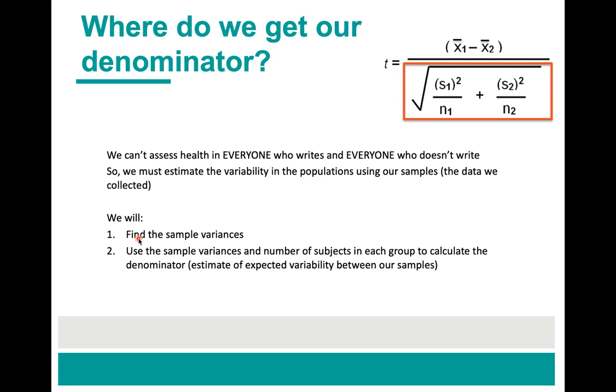The first thing we have to do is find our sample variances. That's what S1 and S2 are. S1 is the sample variance of group 1. S2 is the sample variance of group 2. We're going to do that using a sum of squares table, which you should remember from 3510. Then, once we find our sample variances, we're going to use them along with n, the number of subjects in group 1 and the number of subjects in group 2, to calculate our denominator, basically the expected amount of variability in our samples.